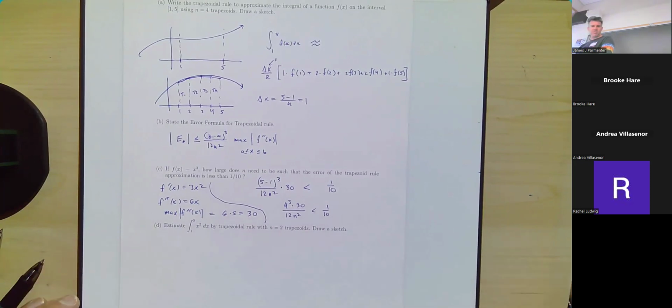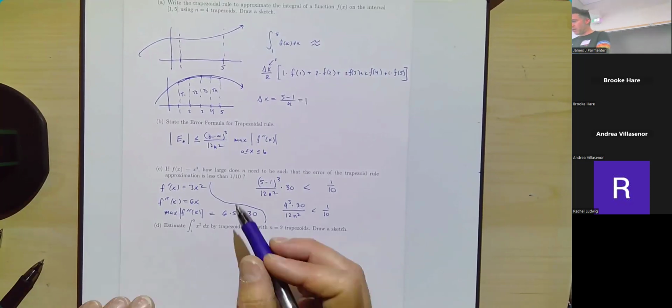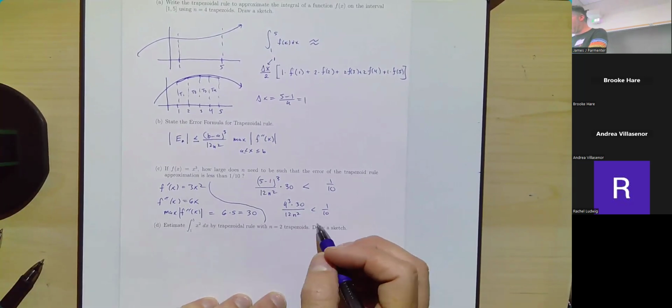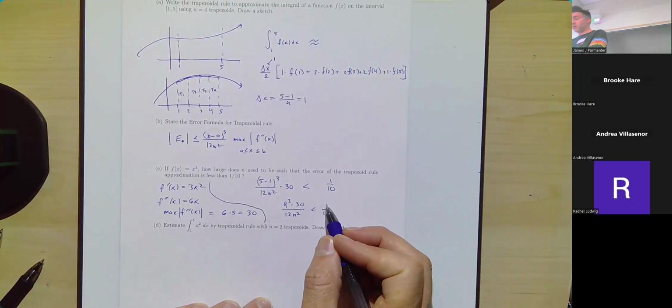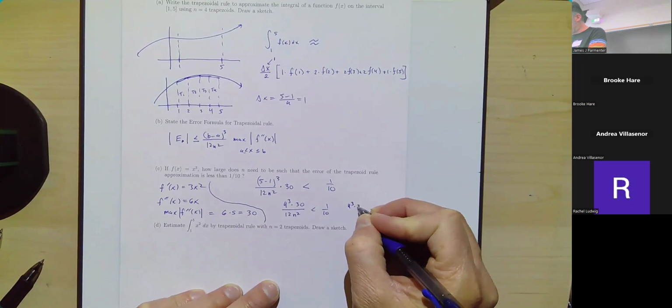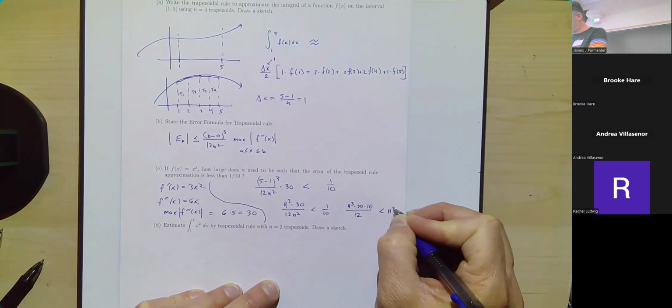What are you doing here? Oh, he didn't finish the problem. He set it up. I don't see him finishing it. That's annoying. I'm annoyed by that. I'm going to finish the problem, because he said, how large does n need to be? I'm disappointed in you. Okay, so anyway, I'm going to bring the n squared up there, the 10 up there. So I'm going to have 4 cubed times 30 times 10 over 12 is less than n squared.